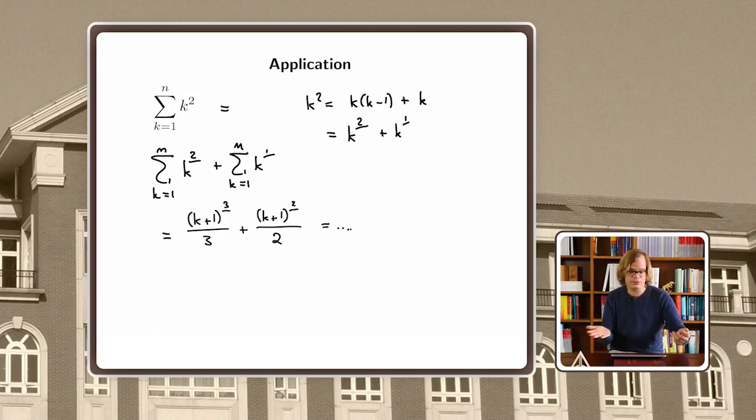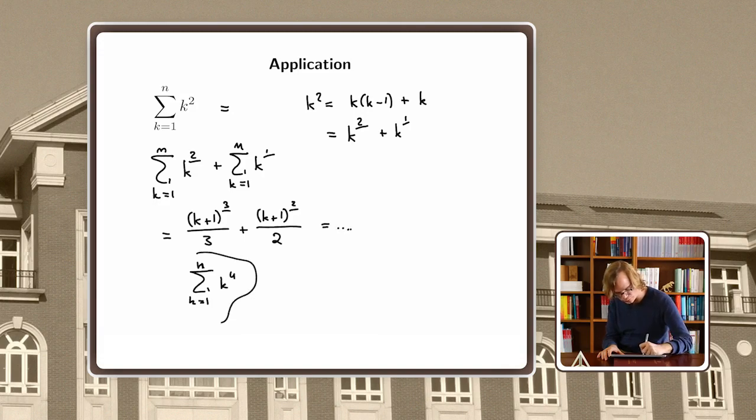So this is how you can actually derive a nice formula for the sum of k squared, and actually for k to the 4 and so on. You can try to get a closed form for this by the same method.